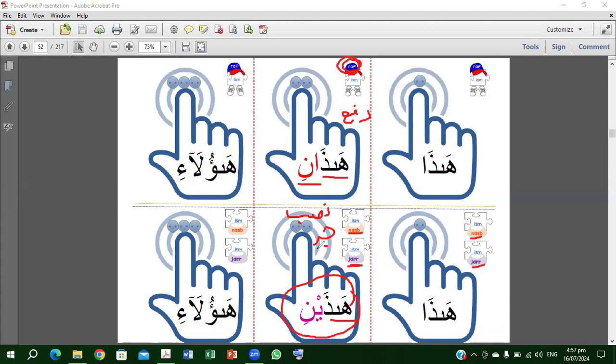For example, if you want to say "indeed, these two boys," you will say inna hadaini waladaini. You will speak like that. Okay, hadaini waladaini, like this. The aini sound will be there for pairs only. In singular and in plural, it is exactly the same. Okay.